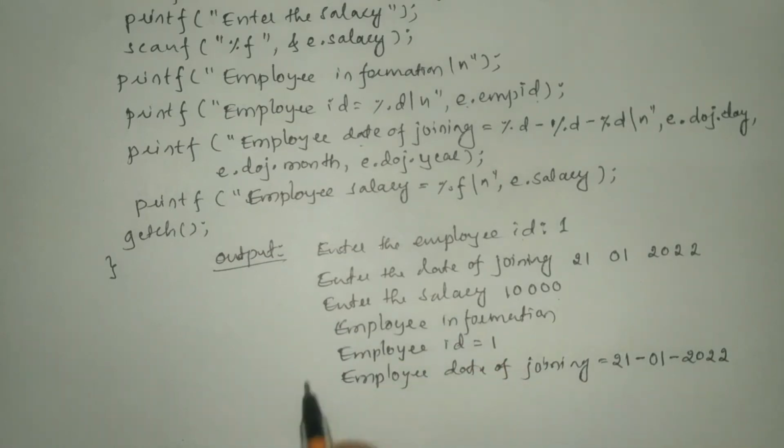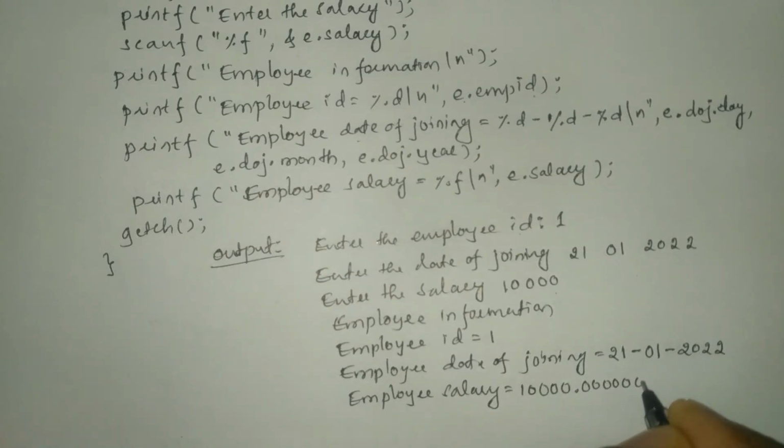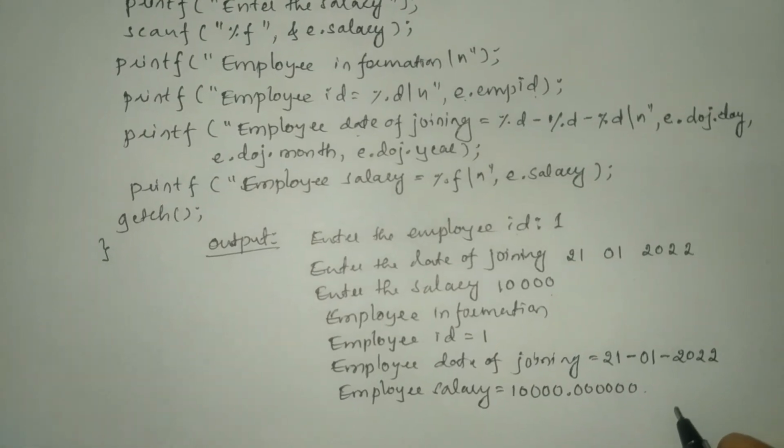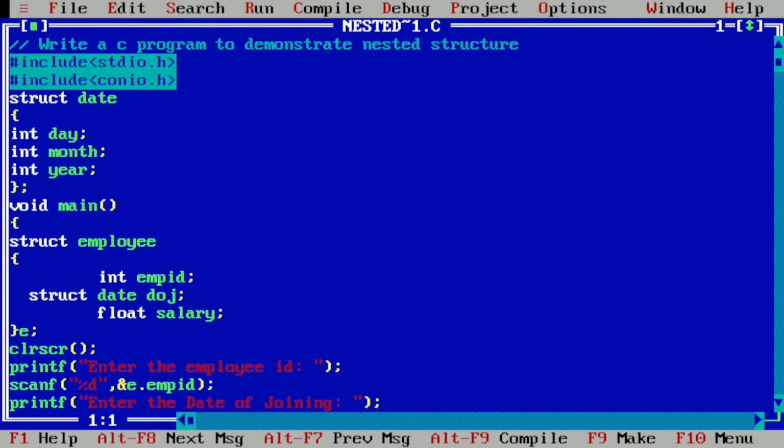Next, the salary will be printed. So here I'll write employee salary is equal to, so it is in the form of float, so it is going to print 10,000.000000. So let us execute this program. For that, I will take you to my laptop screen. Here you can see I have already written this program in Turbo C++ integrated development environment to save your time.